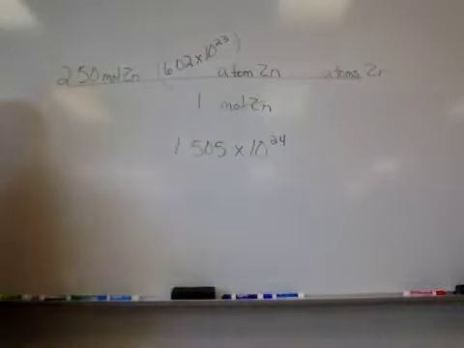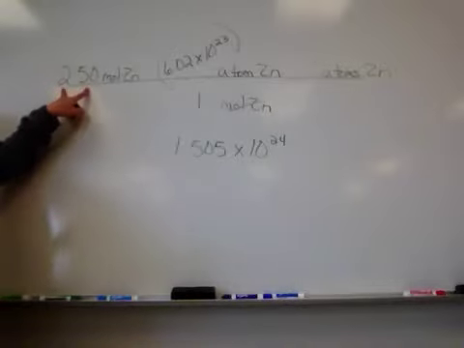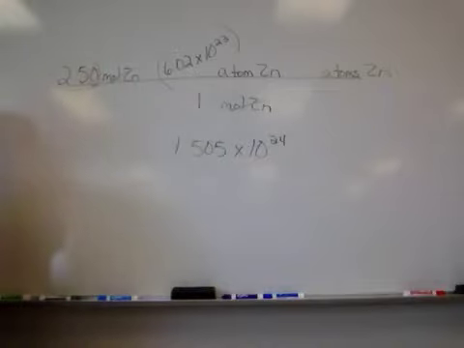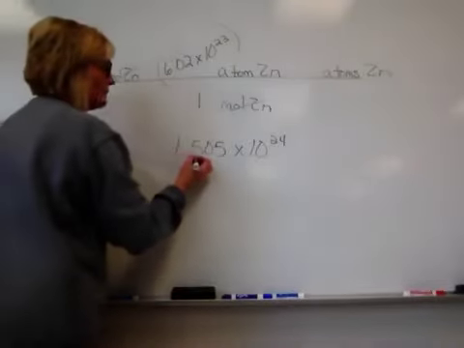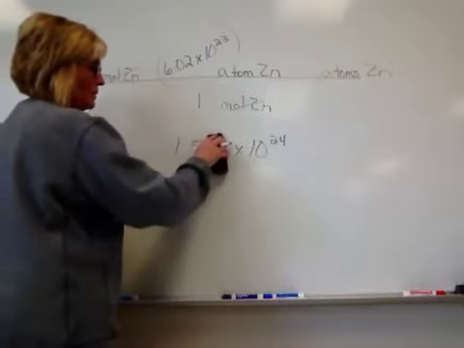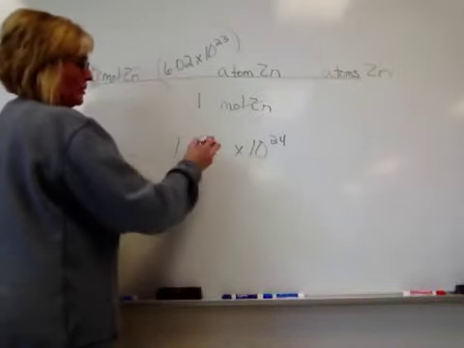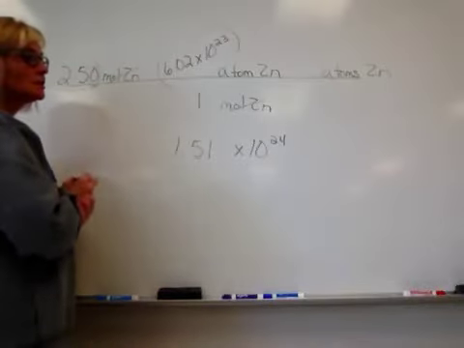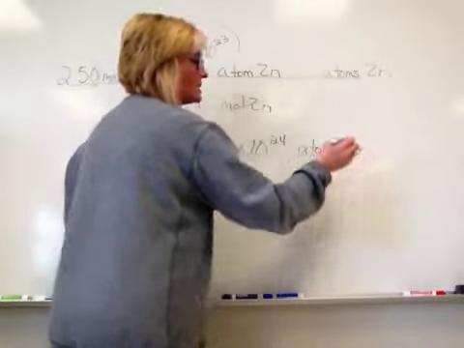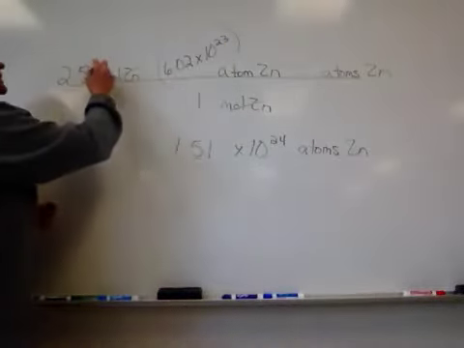That's on my calculator. I always look at the significant digits of what I start with. How many significant digits does that have? 3. So your answer has to have 3, so I'm going to have 1.5 what? 1, because the 5 is going to round that up. So I'm going to have 1.51 times 10 to the 24th atoms of zinc. This cancels.